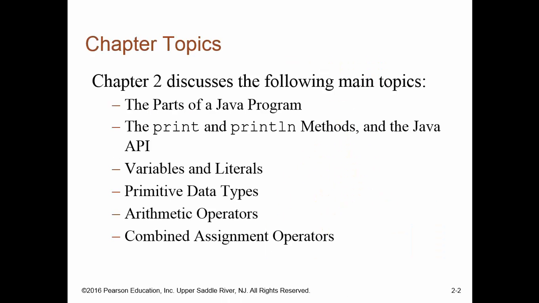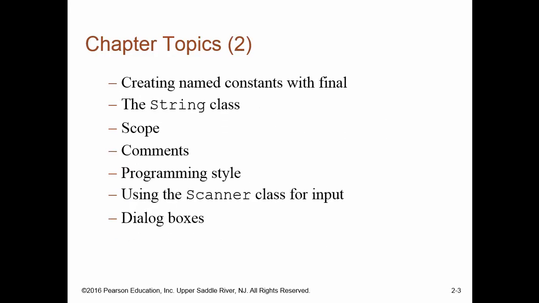So the different topics that are discussed in here are the use of print and print line. We'll talk about those in just a second. The Java API, I'll show you that. Variables and literals, the 8 different primitive data types you have in Java. The arithmetic operators, plus, minus, multiply, divide, and modulo, which is the remainder operator. Combined operators, creating constants by using final. The string class, and what's interesting about that is if you notice, string is not a variable type. String is the name of a class.